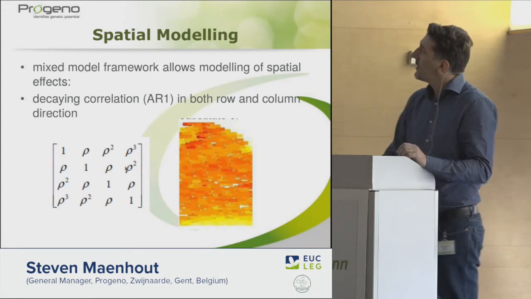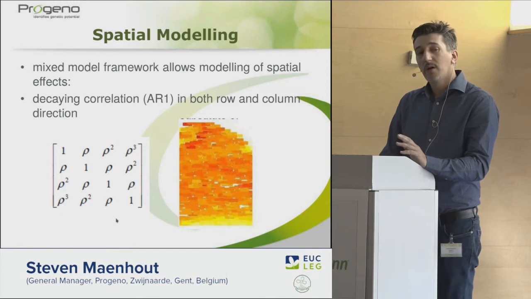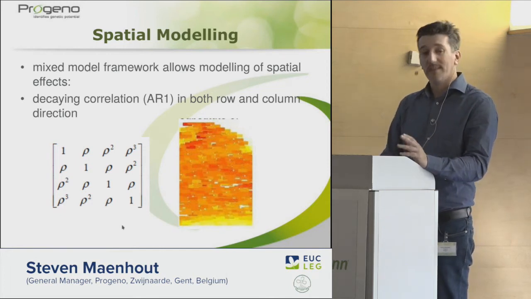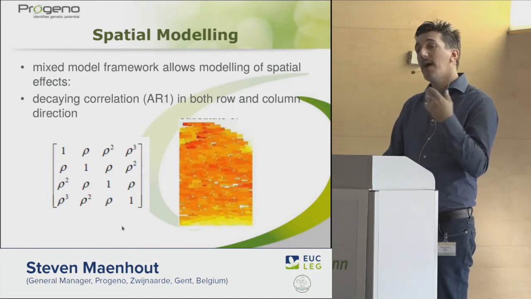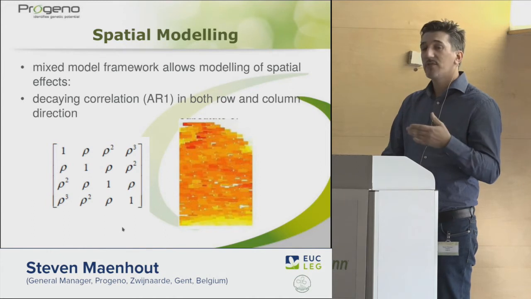autocorrelation of level 1. In general, this is much used in spatial analysis of trials, but on the other hand, it's not something that you by definition would fit. It's just one of the many possible models for modeling spatial variation in the trial.